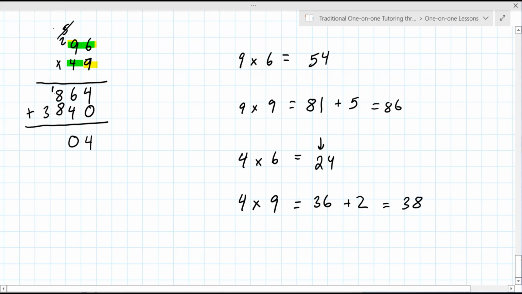So then it's 8 plus 8 plus the 1. So 8 plus 8 plus the carry of 1 is 17. So 7 there and a carry of 1. So 3 plus the 1, 1 is 4. Yes.